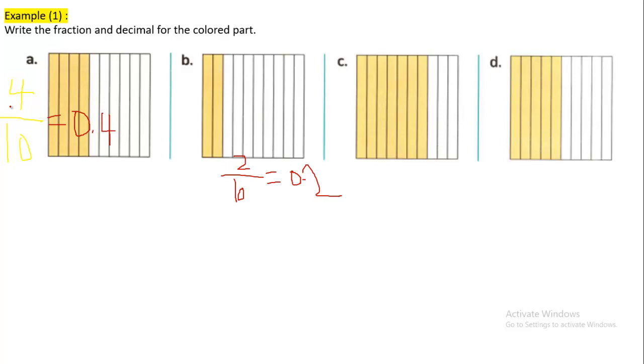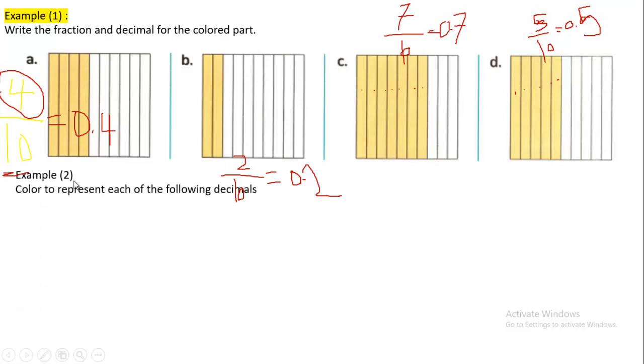4 tenths is equal to 0.4. Any fraction with the denominator 10, we write in decimal as 0 point and the numerator written as one digit here. For number C, we have 10 equal parts and 7 colored parts, so we have 7 over 10, written as 0.7. Number D, we have 5 colored parts at the numerator and the denominator, all equal parts, is 10. It's written as 0.5 as a decimal number.